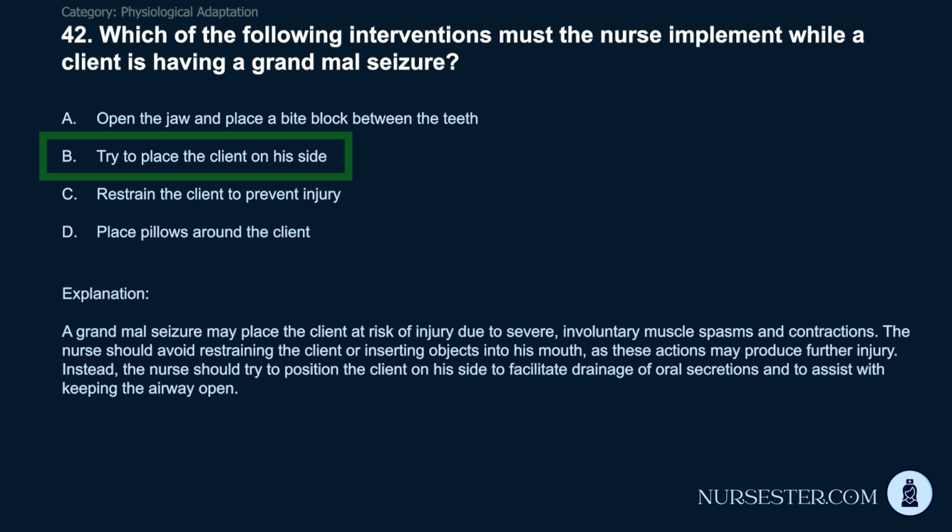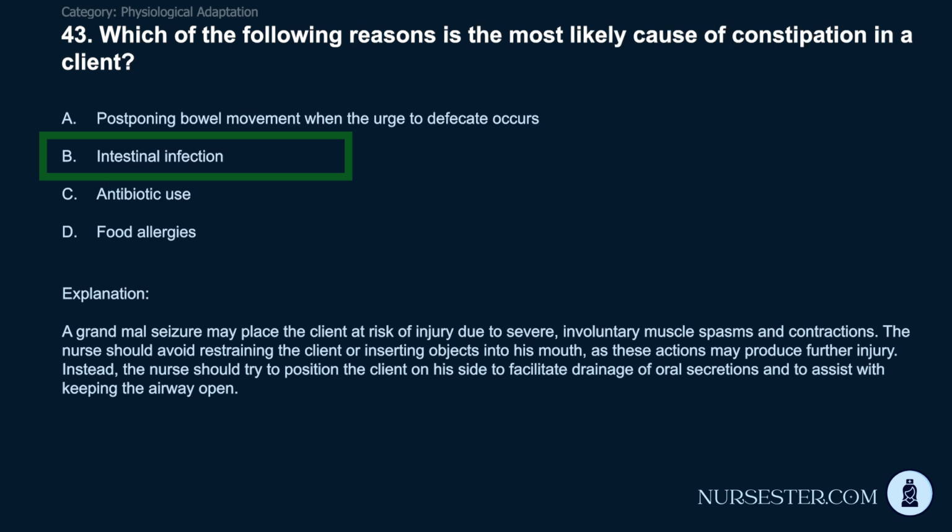A grand mal seizure may place the client at risk of injury due to severe, involuntary muscle spasms and contractions. The nurse should avoid restraining the client or inserting objects into his mouth, as these actions may produce further injury. Instead, the nurse should try to position the client on his side to facilitate drainage of oral secretions and to assist with keeping the airway open.